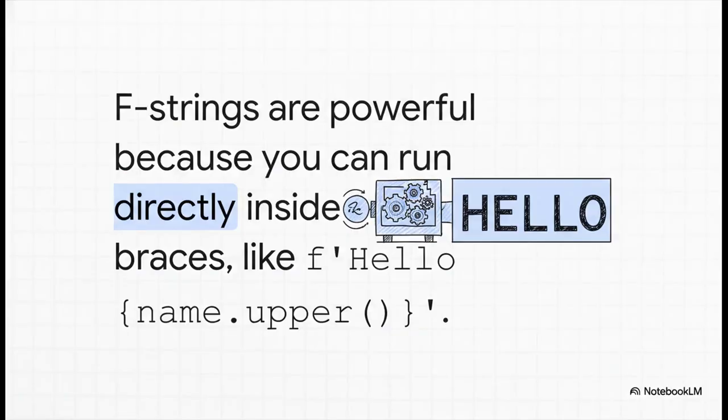And this is why f-strings are the absolute gold standard now. You're not just plugging in a variable's value, you can actually run real Python code inside those curly braces. Look at this example. We're calling the .upper method on the name variable right as it's being put into the string. This lets you format and change your data on the fly, which keeps your code incredibly short and to the point.